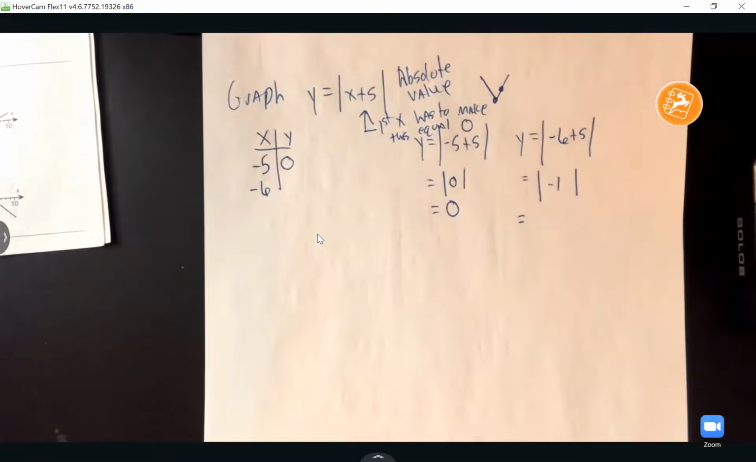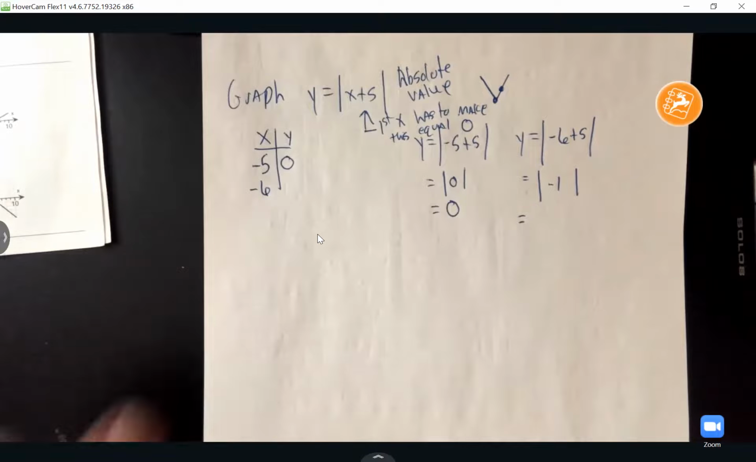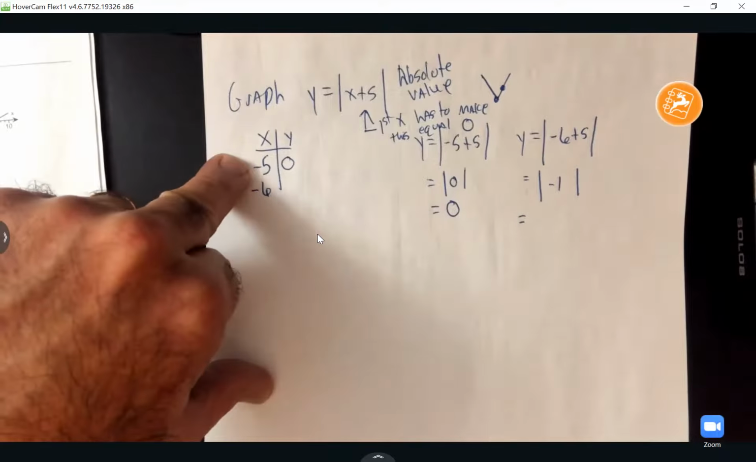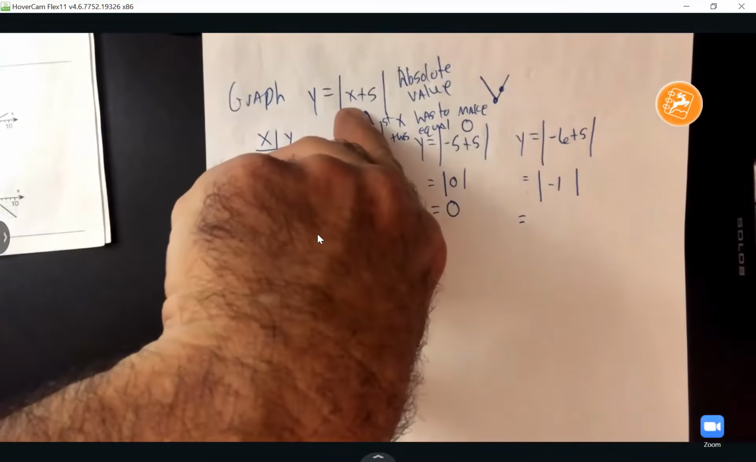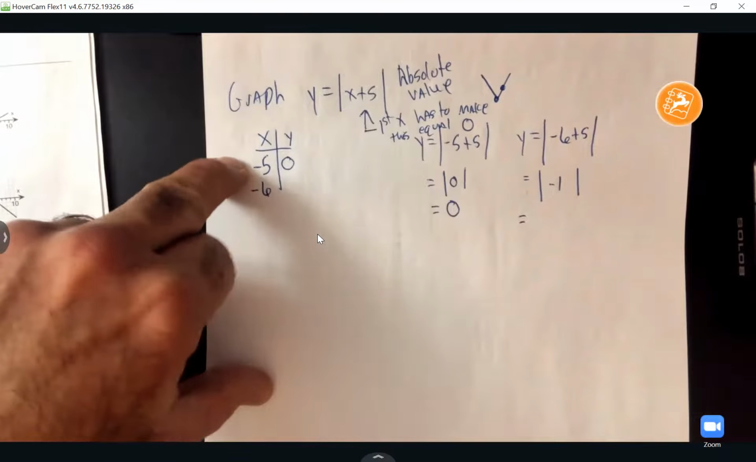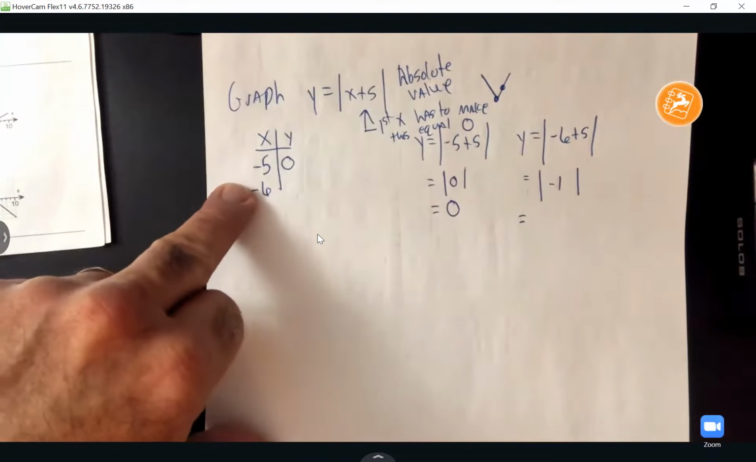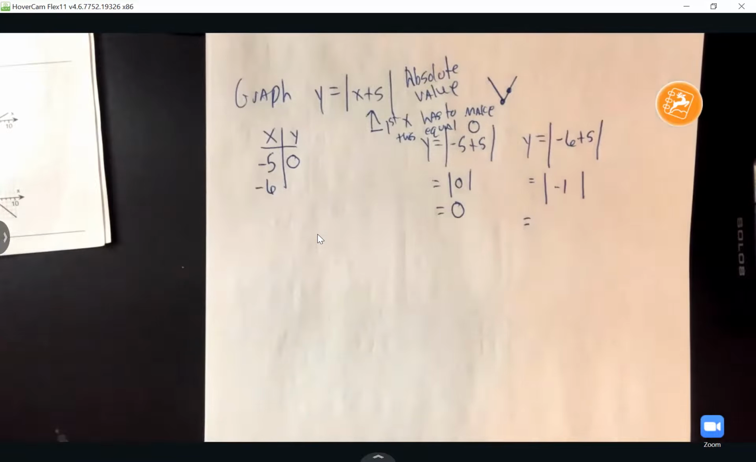Wait, where'd you get negative six from? Oh, I picked that number. I just wanted whatever number I got for the first one that made that equal zero inside there, that first negative five. My second point can be anything I want, so I just usually get one right next to it. Okay, thank you.